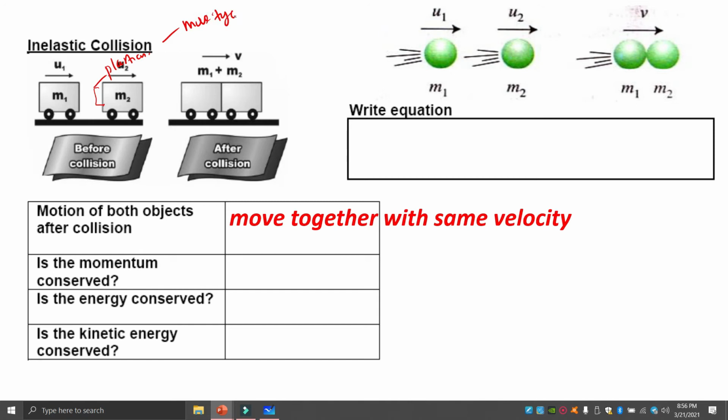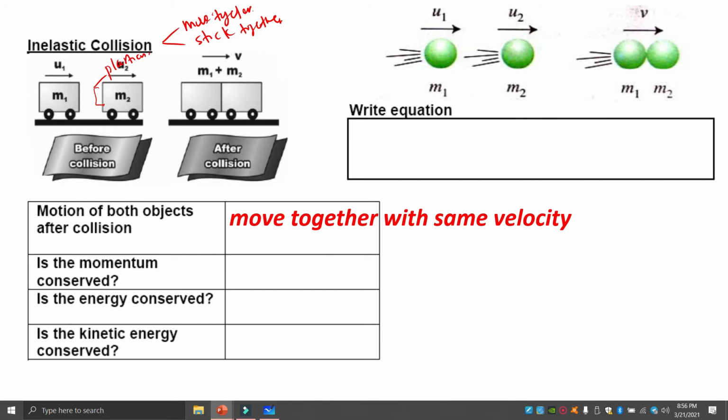Move together, or you can say stick together. So if they mention this word, you know this is the inelastic collision. For inelastic collision, both objects after collision move together with the same velocity. Of course, they collide and then they stick together. Now it becomes one object, right?